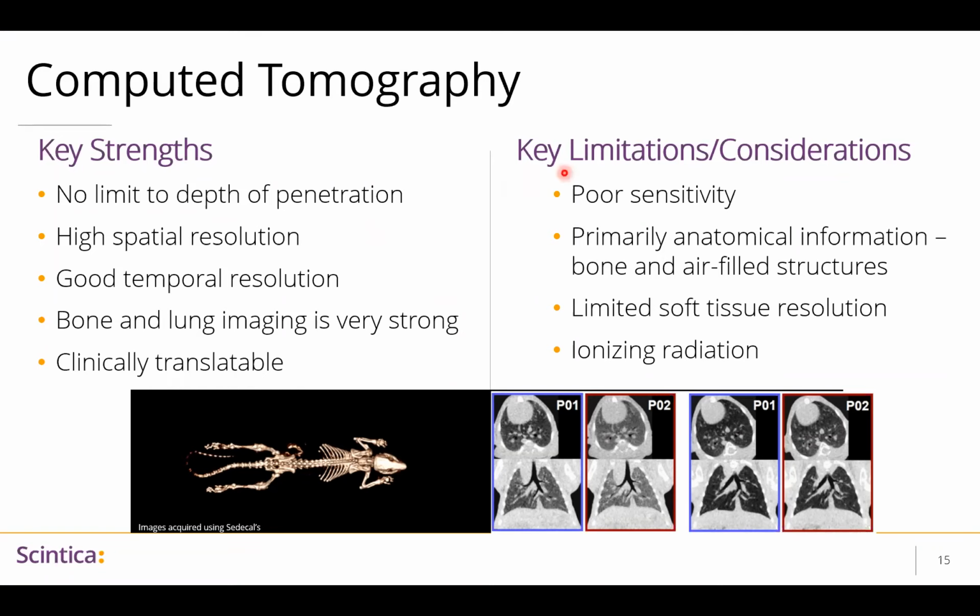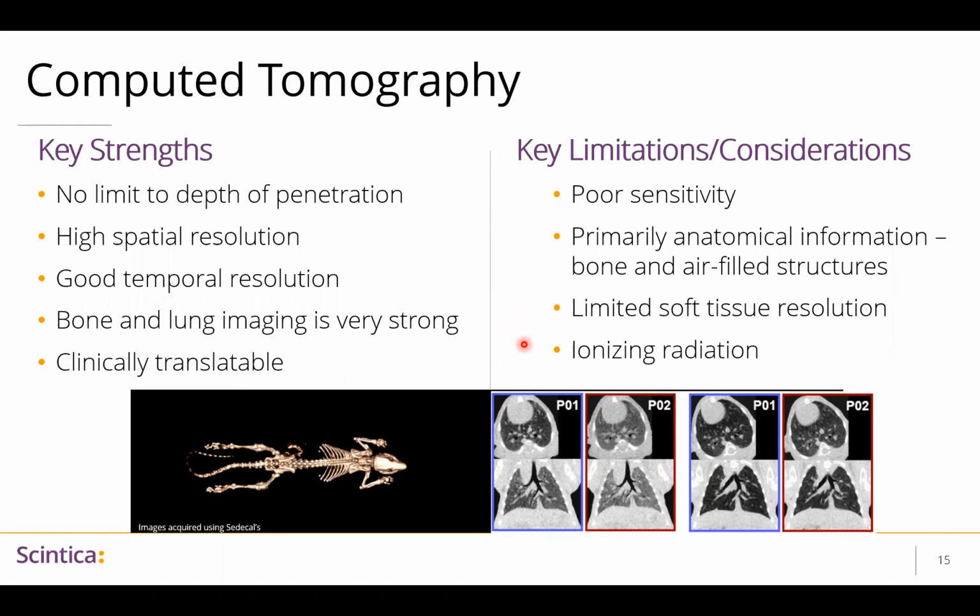Some of the issues and considerations when talking about CT is its poor sensitivity to those contrast agents if you choose to use them. And primarily, we're looking at bone and lung-filled structures. The resolution of soft tissue is somewhat limited, although some of the new algorithms for processing the images can help us identify some of the soft tissues with a bit more certainty.